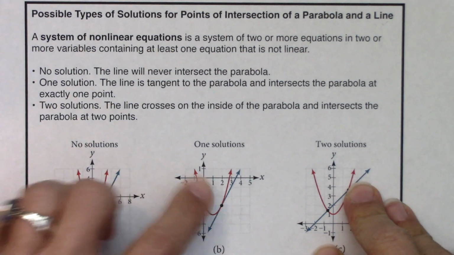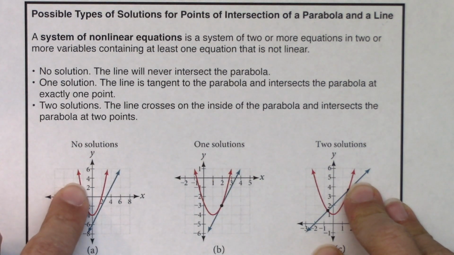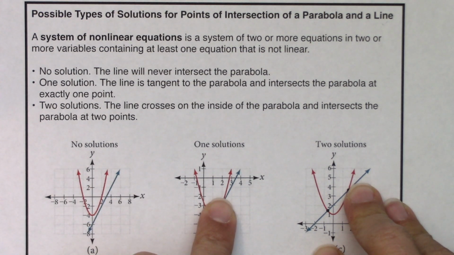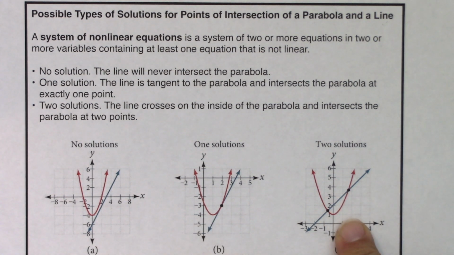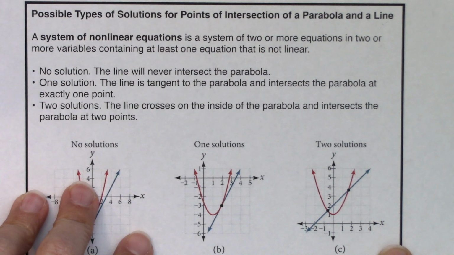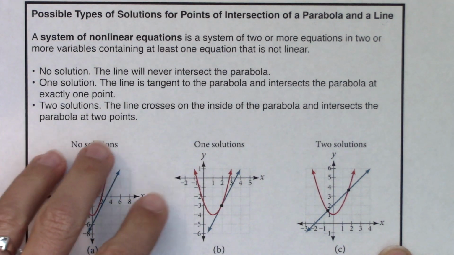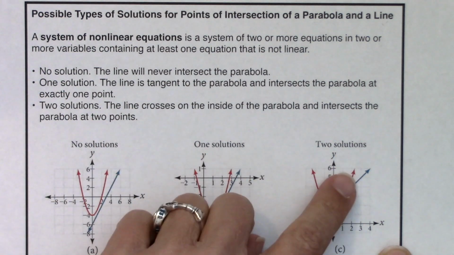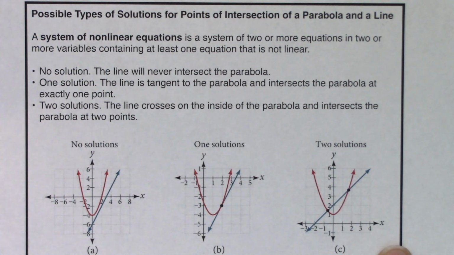So these are systems graphically. This system has no solutions because there's no intersection point. This system has one solution because there's exactly one intersection point. And this system of nonlinear equations has two solutions because the line hits the parabola twice. So we're going to flip the page to example 1 and practice all of this algebraically. Here's the graph version, we're going to do the algebra version.